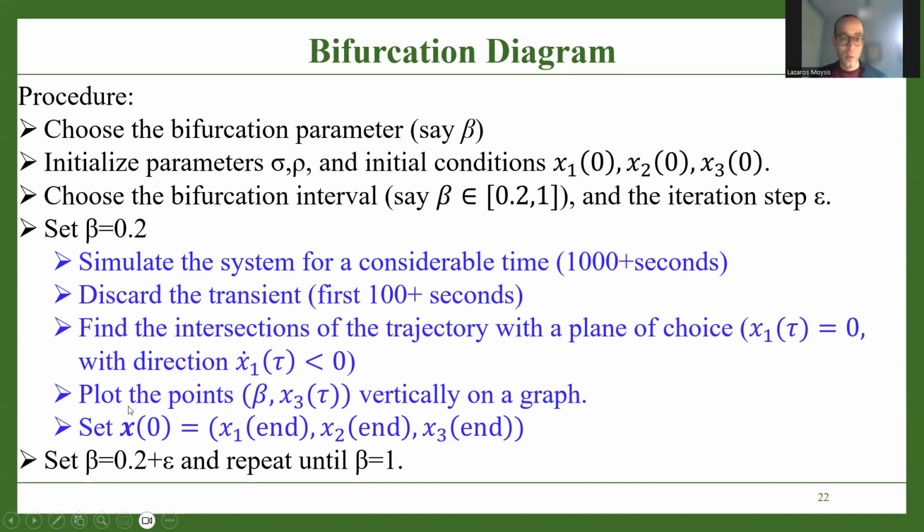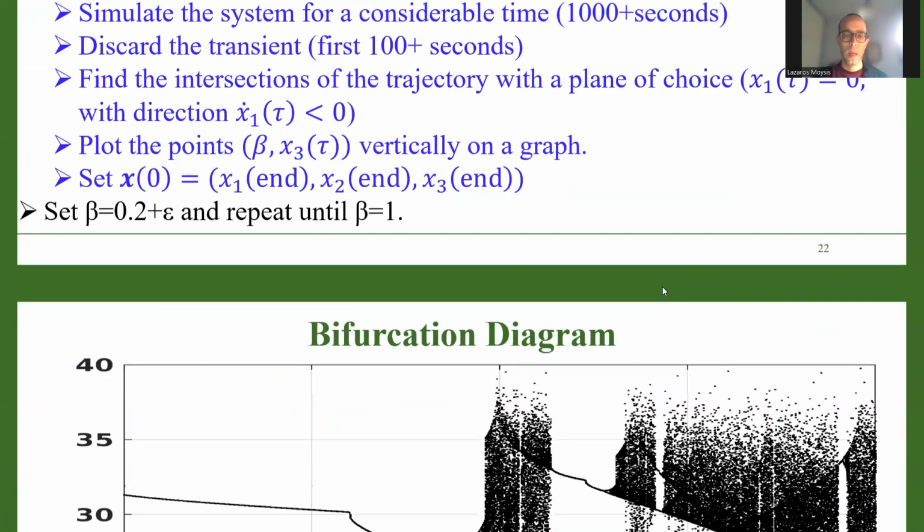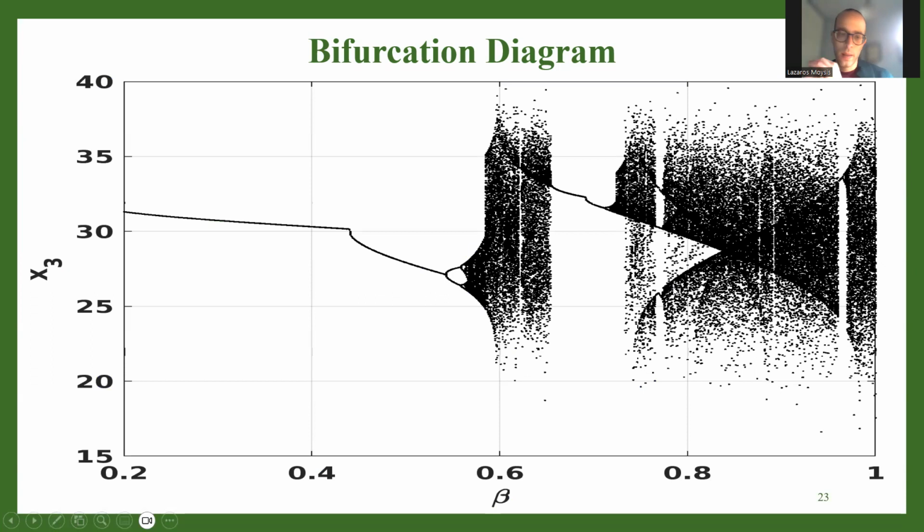Okay, so after we have finished plotting the intersections with the plane, we reinitialize the initial conditions by using the end values of the previous time series. Okay, and we repeat this process until we finish with all the parameters. So the result we're going to get looks like this. Okay, and this is amazing. It gives us a lot of information, but at first look, it may make no sense. Now, let me give you an understanding.